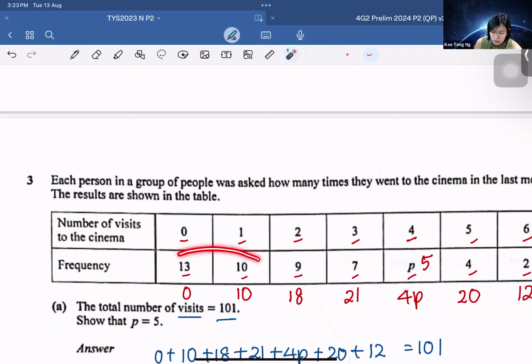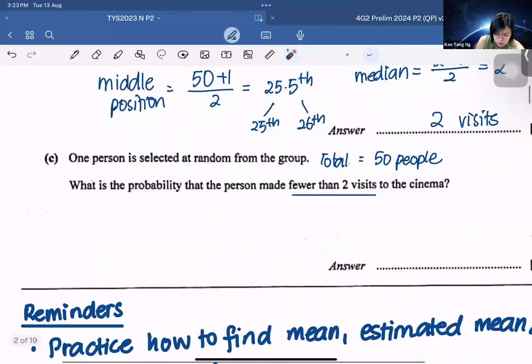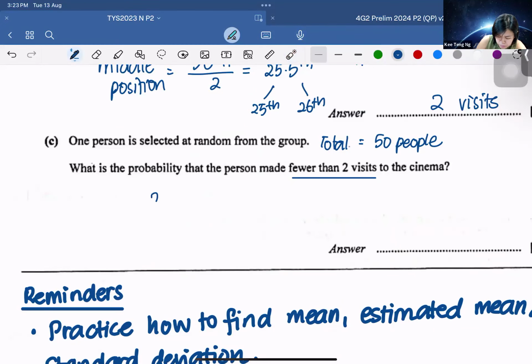How many people are there in total who visited 0 and 1 times? 13 plus 10 will give you a total of 23 out of 50 people. Then check whether you can simplify this. So cannot simplify, this is my answer.